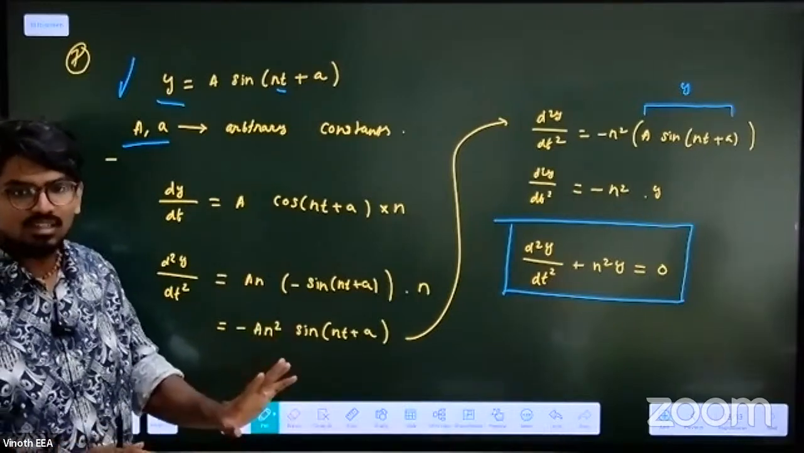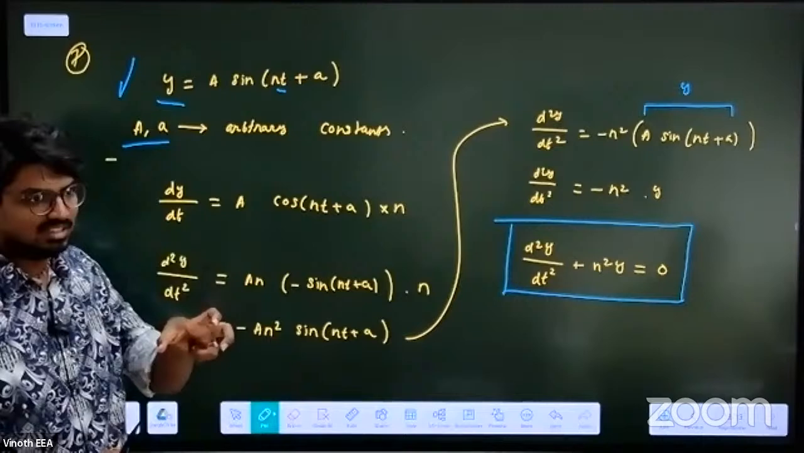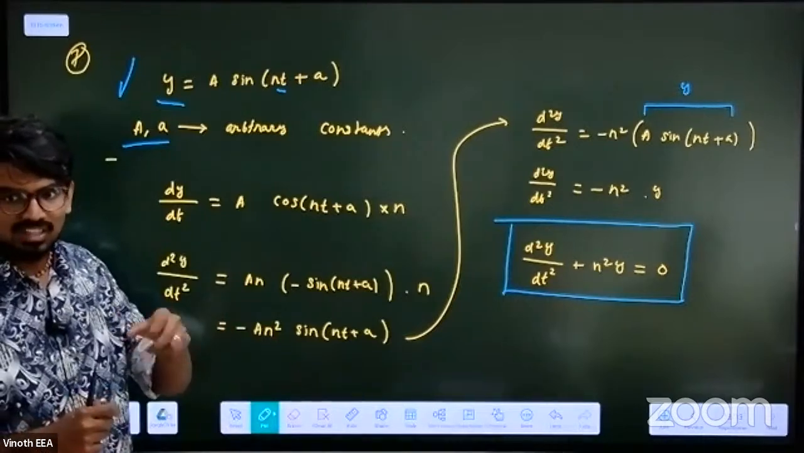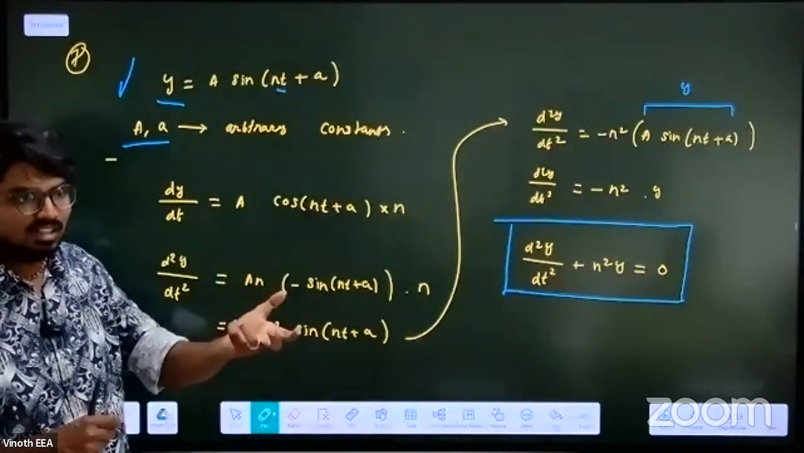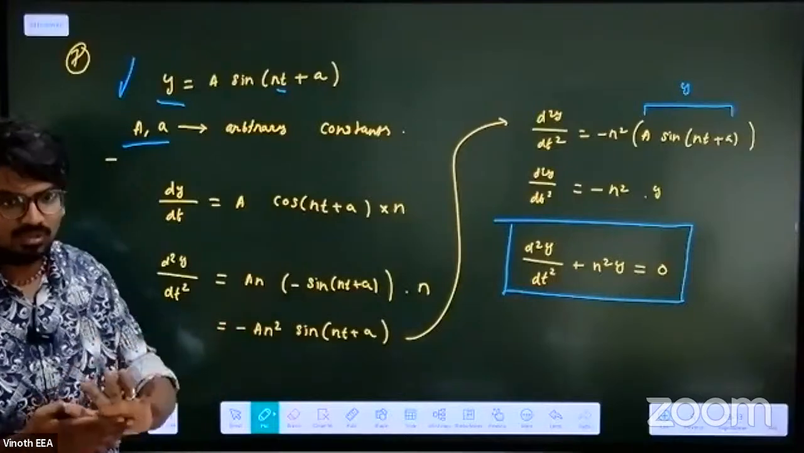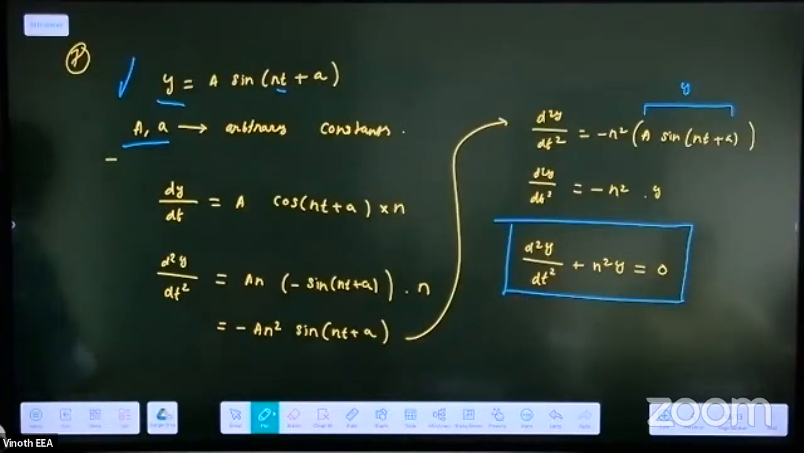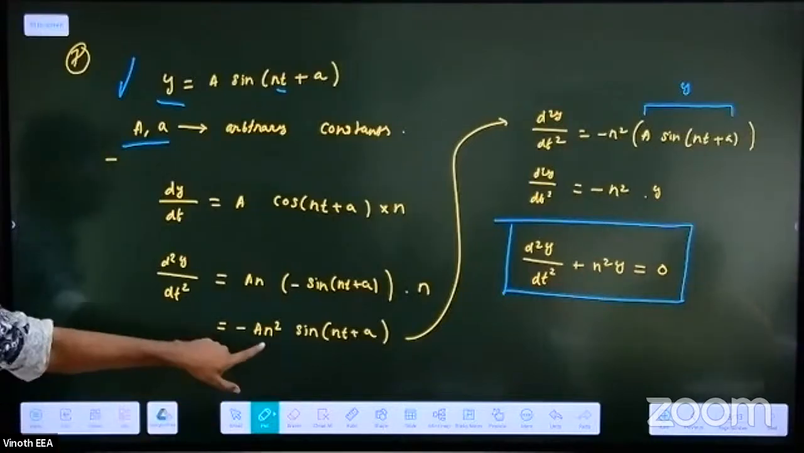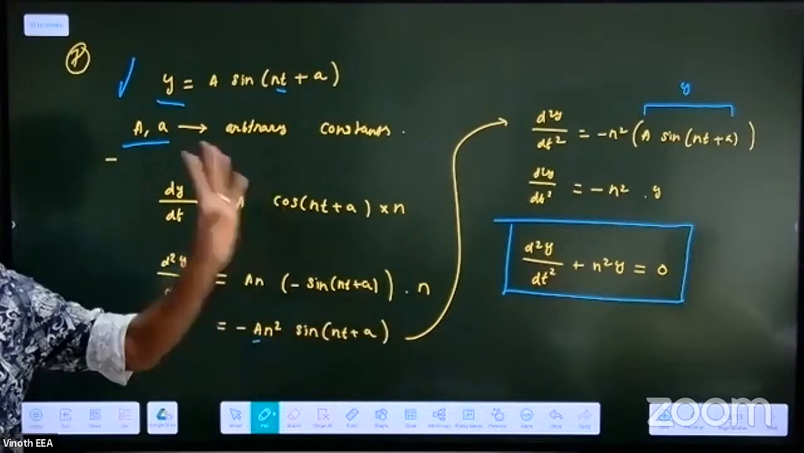That's all. We removed the constant. But if it is ODE, what is the constraint? If it is ODE, the constraint is how many arbitrary constants are there, that many number of times only you need to differentiate. What happens? I'm just replacing a sin nt plus a as y.